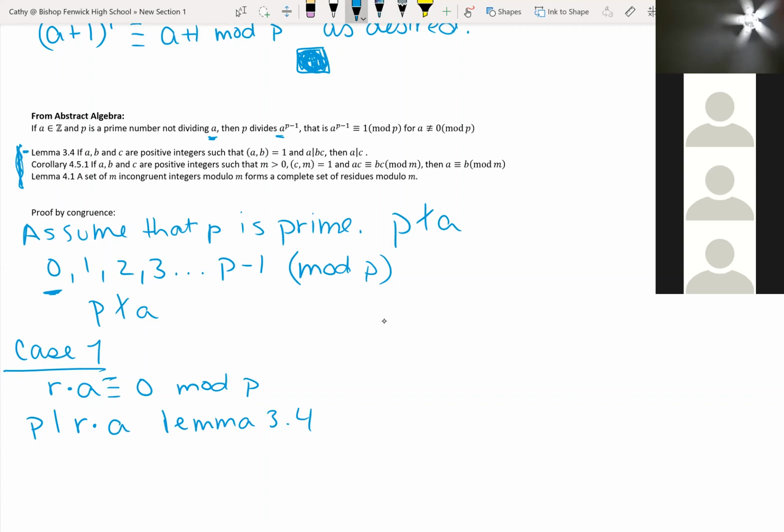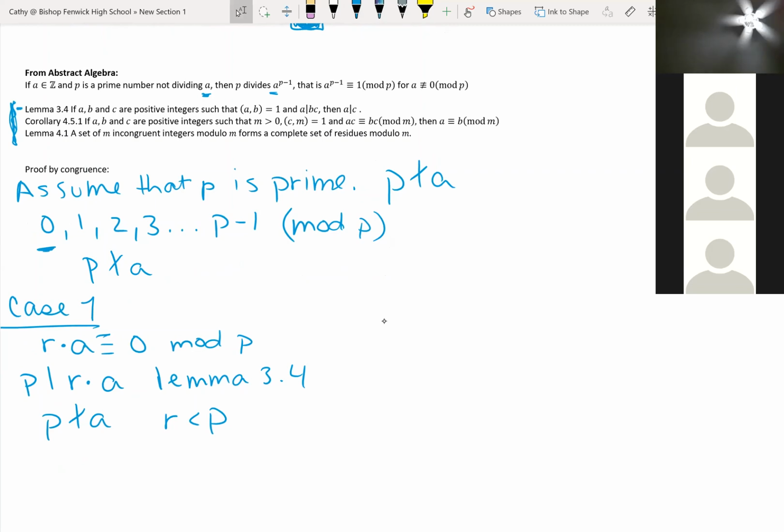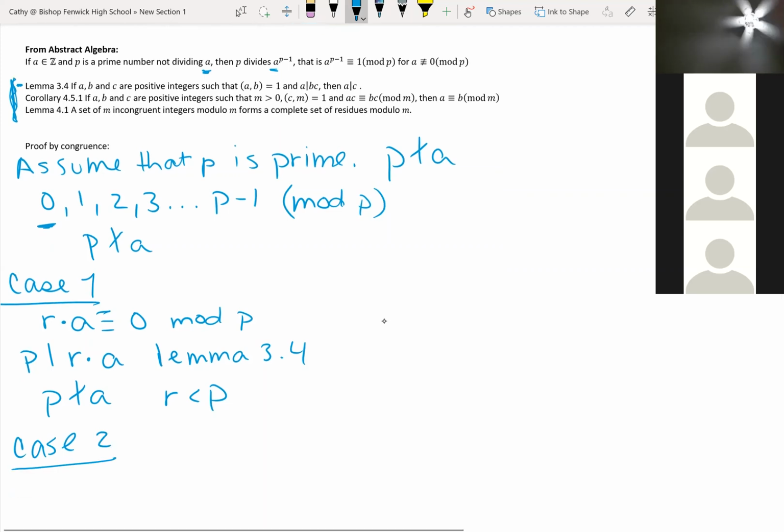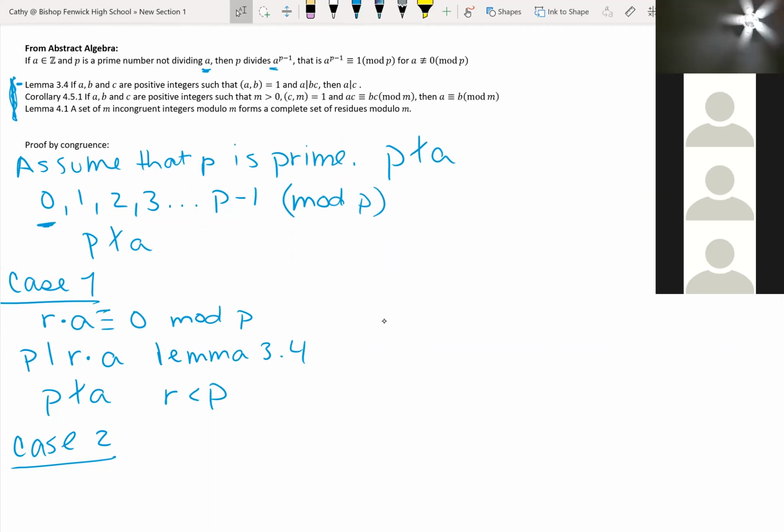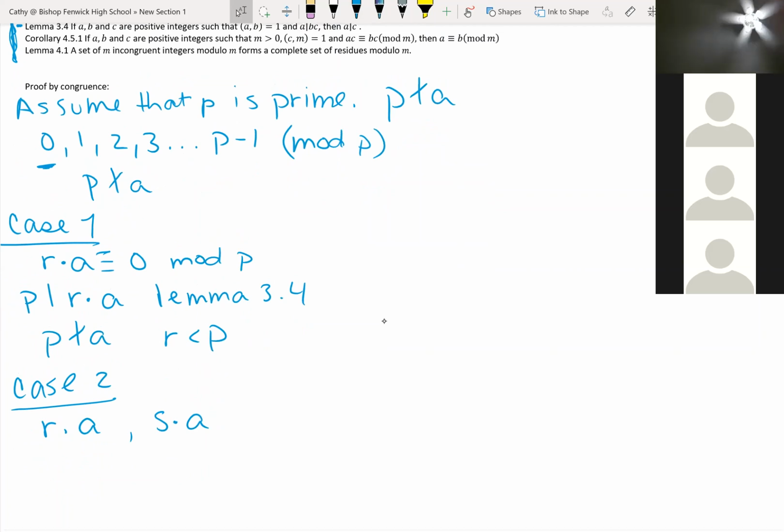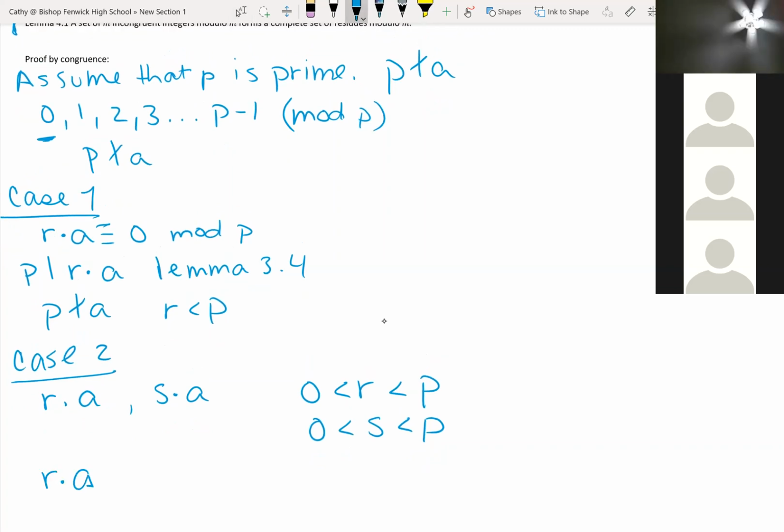But this isn't possible because P does not divide A, and R is less than P. So therefore, P cannot divide R times A. So that tells us then that these are not the zero congruence classes. So then case 2, we need to prove that the congruence classes are different. So we're going to use R times A and S times A, where R and S are just integers. So we're going to set up some inequalities, that 0 is less than R, which is less than P, and 0 is less than S, which is less than P. What we really want to show here is that R times A is not congruent to S times A modulo P.